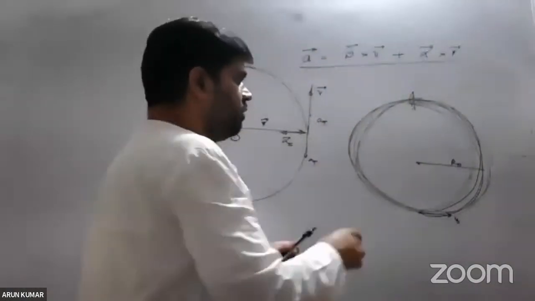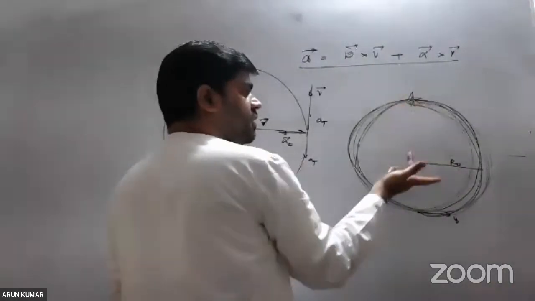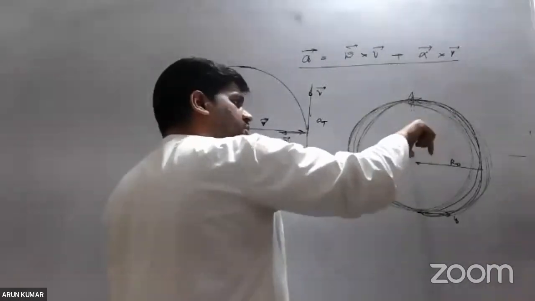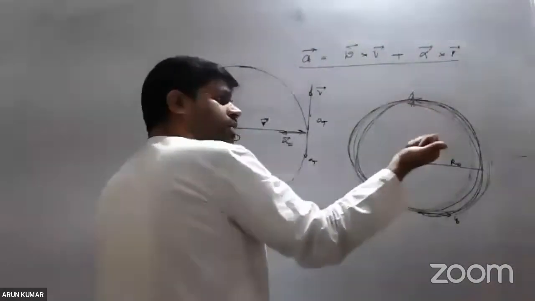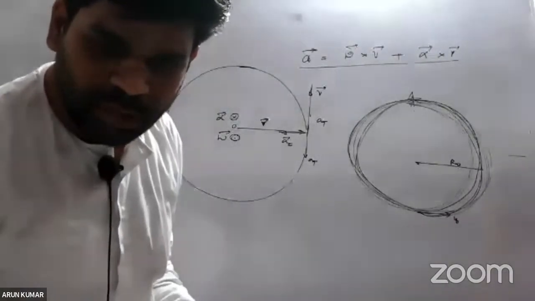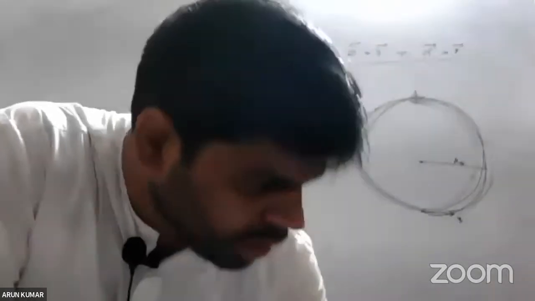So what happens to omega? When it goes from here to here, omega is outward. The moment it hits, my omega flips. Omega becomes inward. It becomes clockwise. So omega goes on flipping. Up and down, sir? Sorry? Up and down, sir, omega?